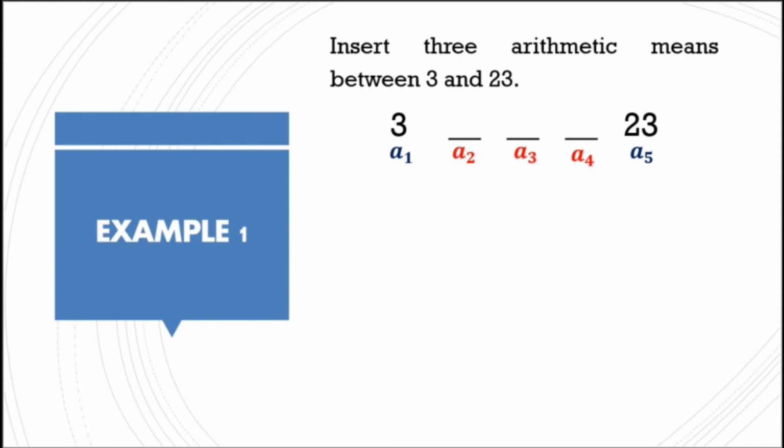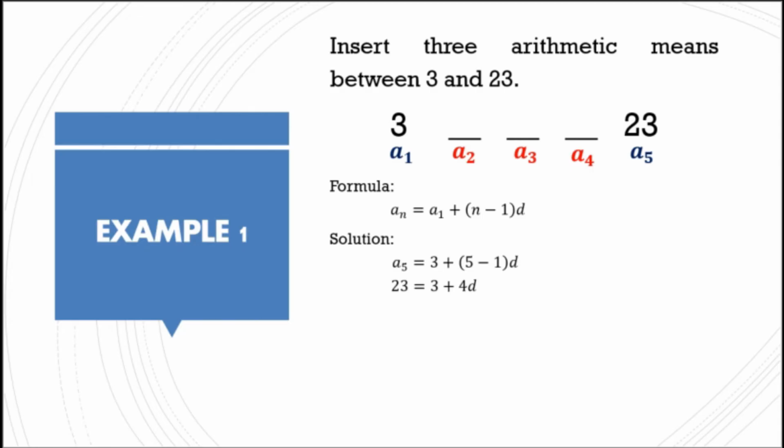For us to get it, we need to identify the value of the common difference. So we use the formula a sub n is equal to a sub 1 plus the quantity n minus 1 multiplied to d. Substituting the value of a sub 1 and a sub 5 in the formula, we have a sub 5 is equal to 3 as the value of a sub 1 plus 5 as value of n minus 1 multiplied to d. A sub 5 is given, which is 23 equals 3. Then 5 minus 1 is equal to 4 multiplied to d.